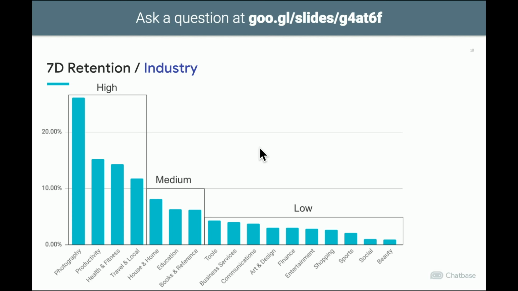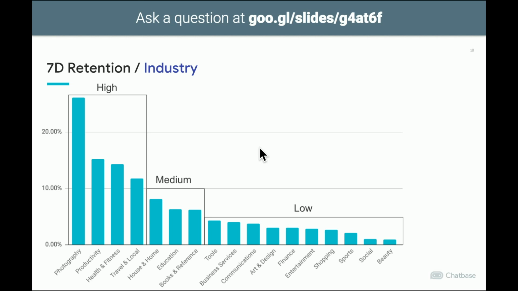Now, if we do the same analysis by industry, you can see that on the high end, photography bots really shine, and have almost 30% retention after a week. So they're doing something right. Similarly, productivity apps and health and fitness apps really seem to keep their users better than their peers.